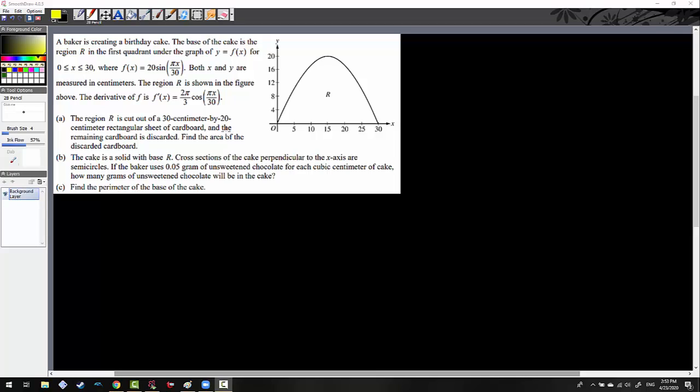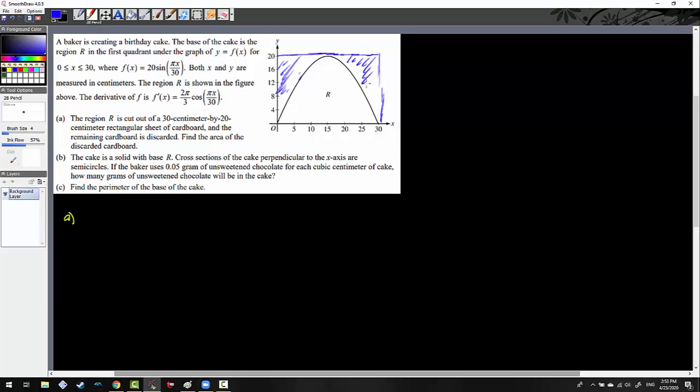The derivative is that. Okay, so in question A, it says the region R is cut out of a 20 centimeter by 30 centimeter regular sheet of cardboard, and the remaining cardboard is discarded. We're going to find the area of the discarded cardboard. So what they want from us is, this is the cardboard that holds the cake, and they want the blue stuff. They want the area of the blue thing.